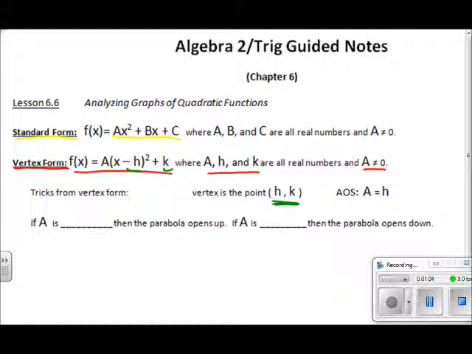Our axis of symmetry is x equals h. Just like before, where the axis of symmetry is x equals the x coordinate of the vertex, still here the x coordinate of the vertex is h. So we would just say the axis of symmetry is x equals h.